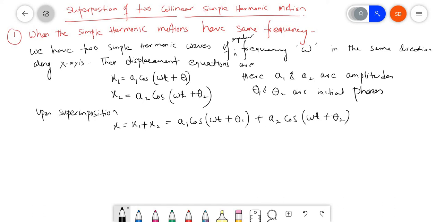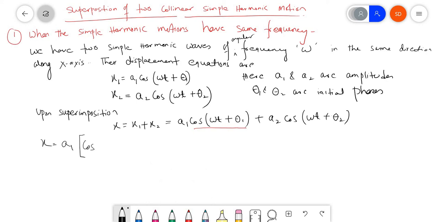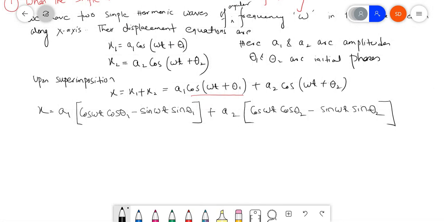Okay, so now breaking it, what do you get? X equal to, this is cos of A plus B, and this is also cos of A plus B. What is the formula? Cos of A plus B is cos A into cos B minus sin A into sin B. So it will be A1 cos A cos B minus sin A sin B, plus A2 cos A cos B minus sin A sin B.